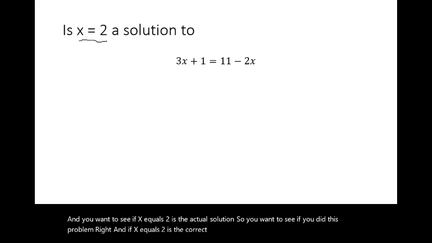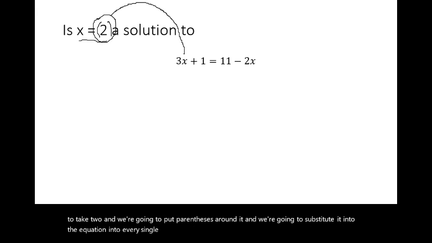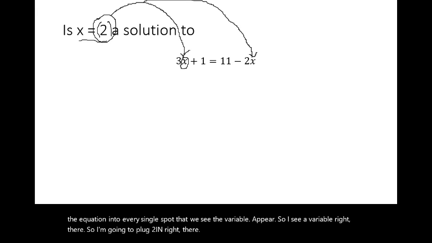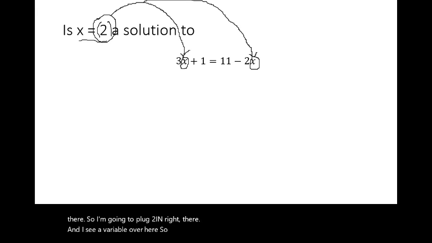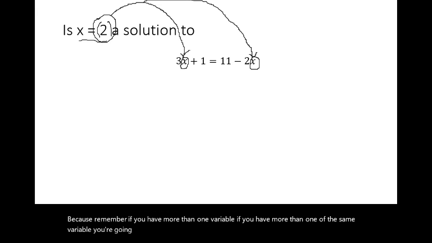So what we're going to do is take 2 and put parentheses around it, and we are going to substitute it into the equation into every single spot that we see the variable appear. So I see a variable right there, so I'm going to plug 2 in right there. And I see a variable over here, so I'm going to plug 2 in right here. Because remember, if you have more than one of the same variable, you're going to substitute 2 into every single spot that the variable appears.